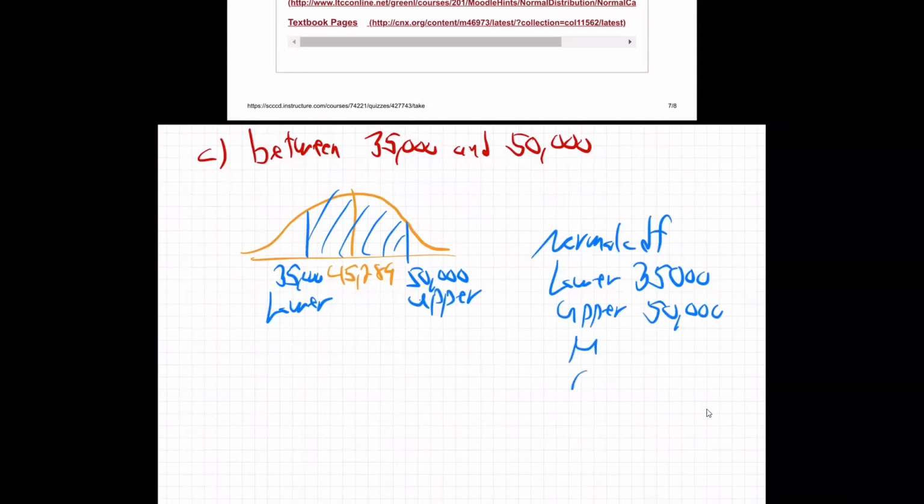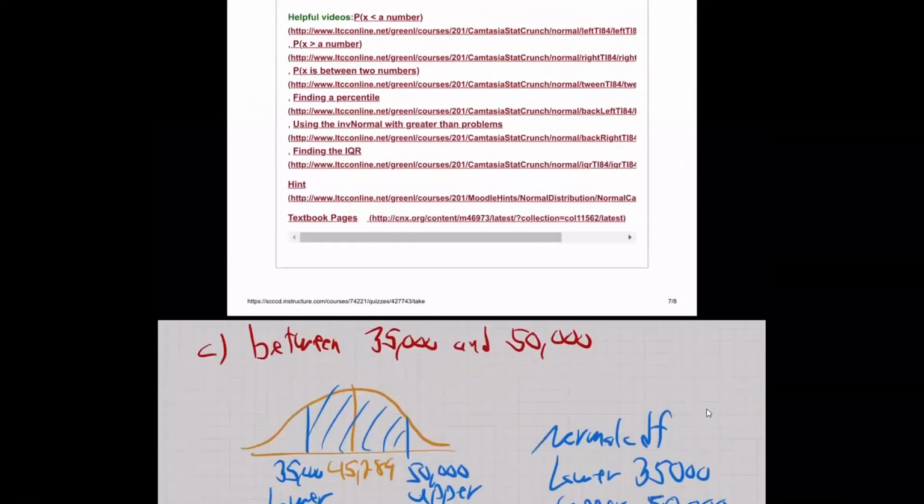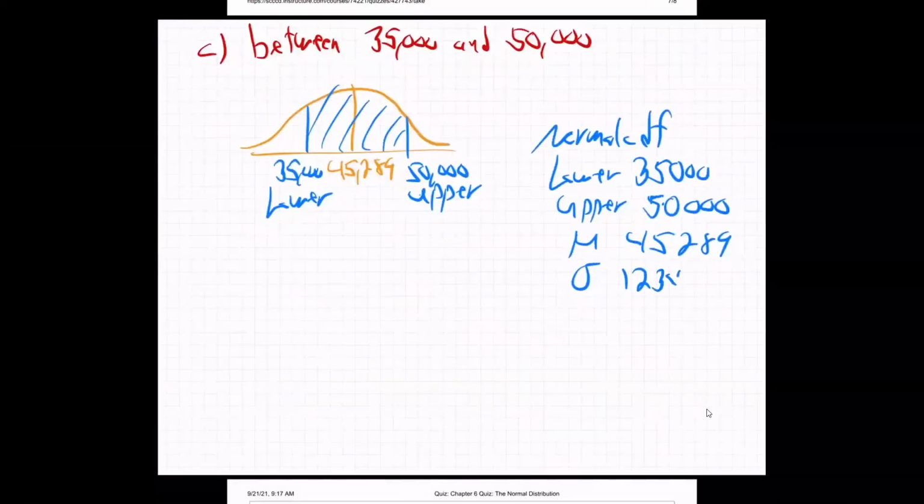And then you do the mu and the sigma. This was 45,289. Really not supposed to put in commas. I don't know if it'll have a problem with commas or not. I think it will. And then whatever the standard was, I can't remember. 12,340. So boom, boom, done. Okay, now the hard part.